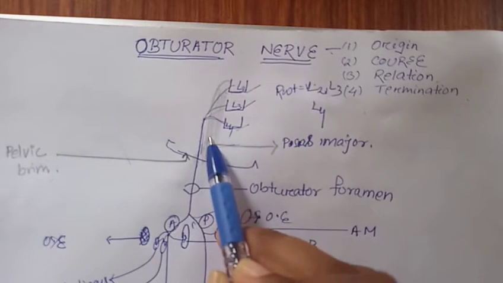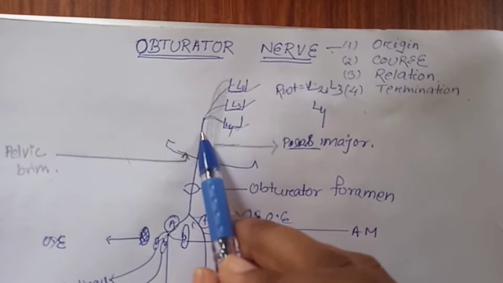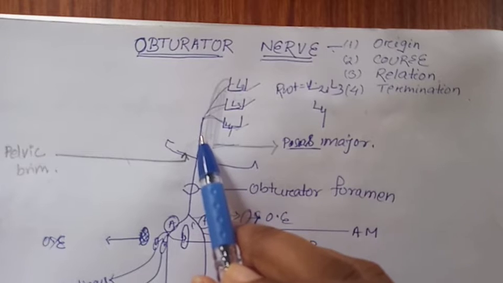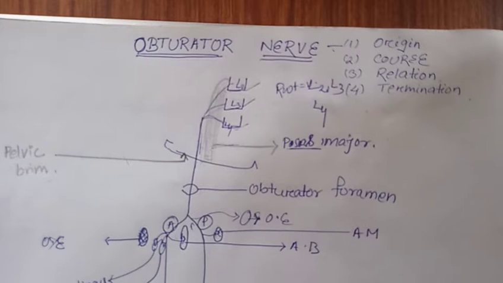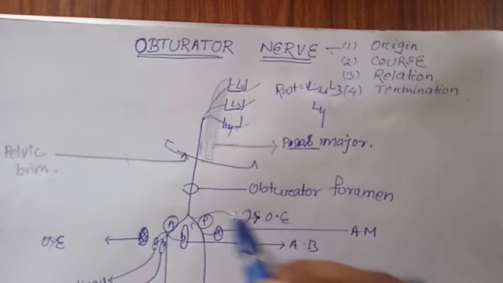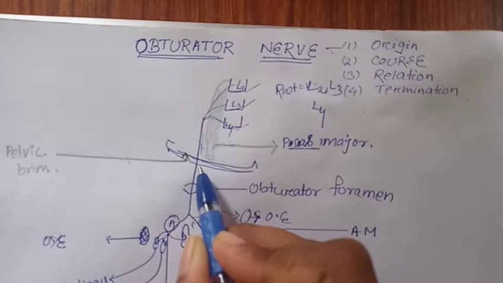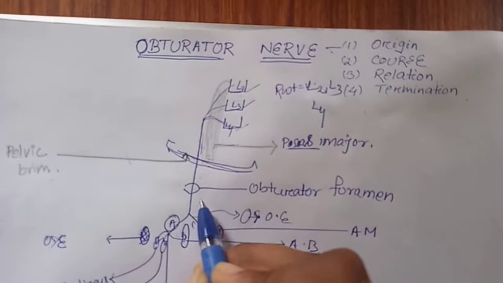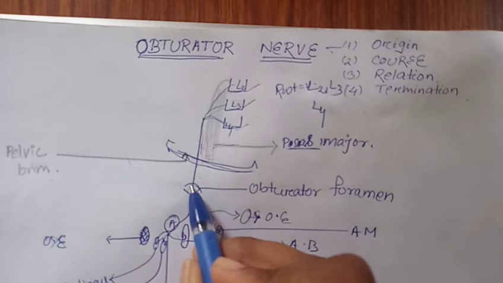In this diagram, this is our psoas major. So its medial border is lying together with the obturator nerve. Then it will go downward into the abdomen region. Then it crosses the pelvic brim. So this is our pelvic brim. It crosses downward, crosses the pelvic brim and enters the pelvis region. After it enters the pelvis region, it enters the upper part of the obturator foramen.